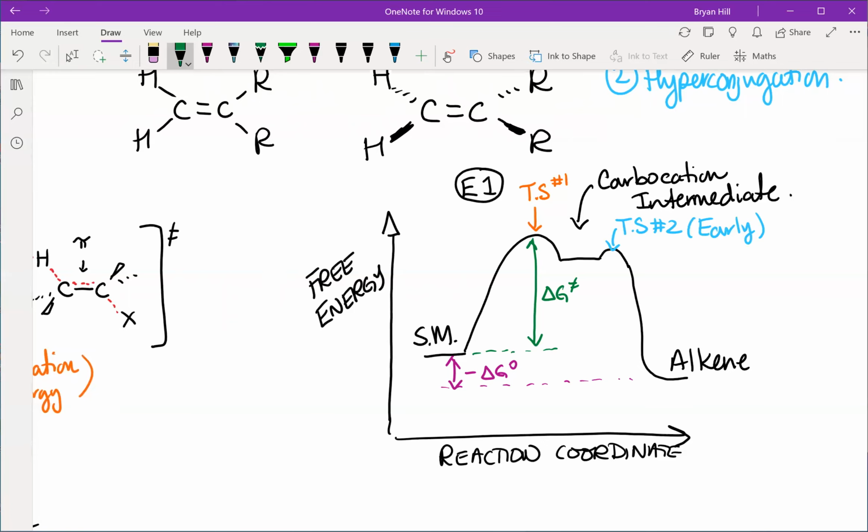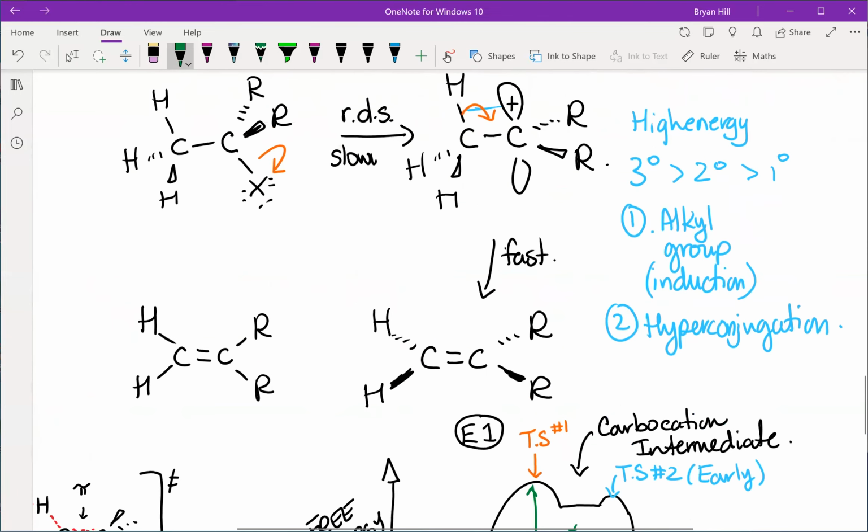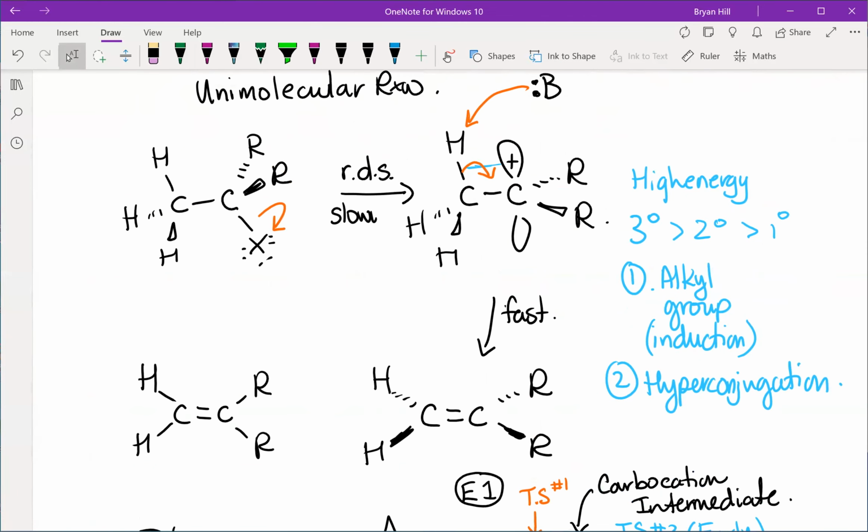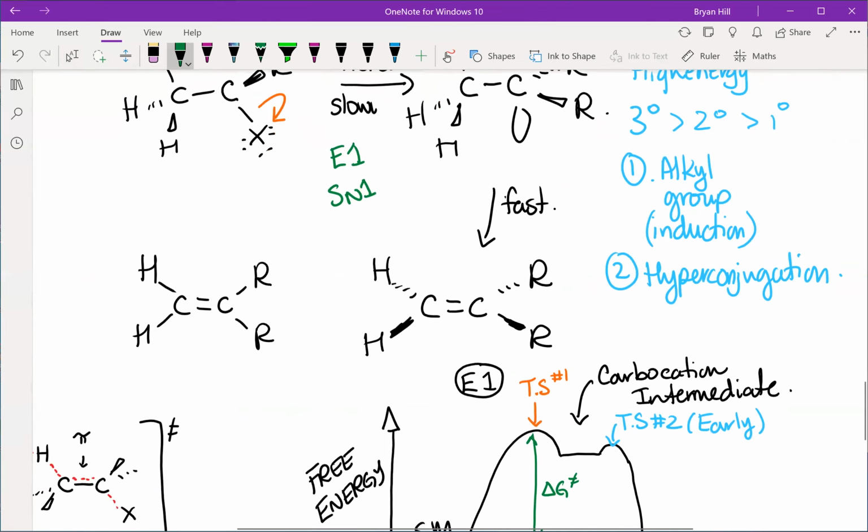So you'll notice here that in an E1 elimination, the first step is the formation of this carbocation. Well, you remember back when we did our substitution reactions, this is the first step of an E1 and an SN1 reaction. So the first step is identical for both of them.